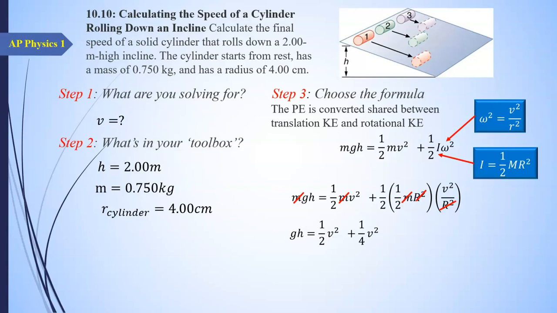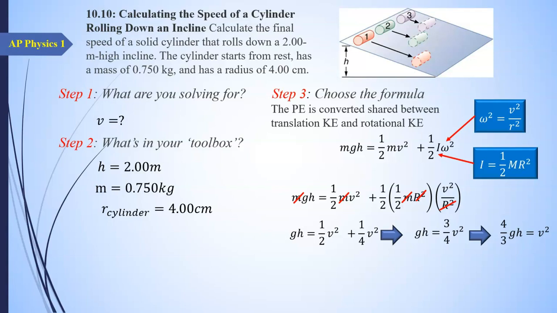All right, gh equals 1/2 v squared plus 1/4 v squared. That would be equal to 2/4 plus 1/4 is 3/4 v squared. Be sure you understand that. That's just middle school fraction math, okay? So gh equals 3/4 v squared. We're solving for v, so we're going to multiply both sides by 4/3. So the 3/4 on the right will cancel, and you get 4/3 gh equals v squared.